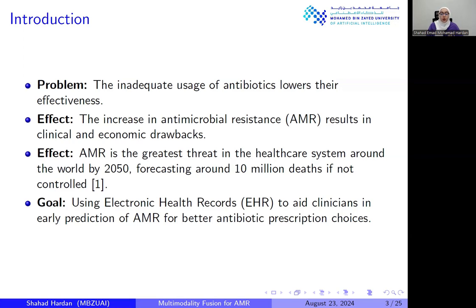So what's our goal? What do we need to do? And how can machine learning help in controlling this problem? Our goal is trying to use electronic health records to help clinicians predict antimicrobial resistance early on for a better antibiotic prescription procedure.